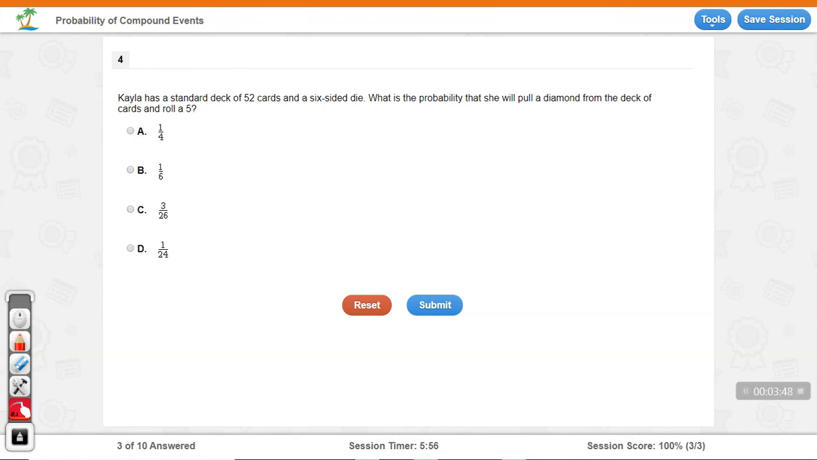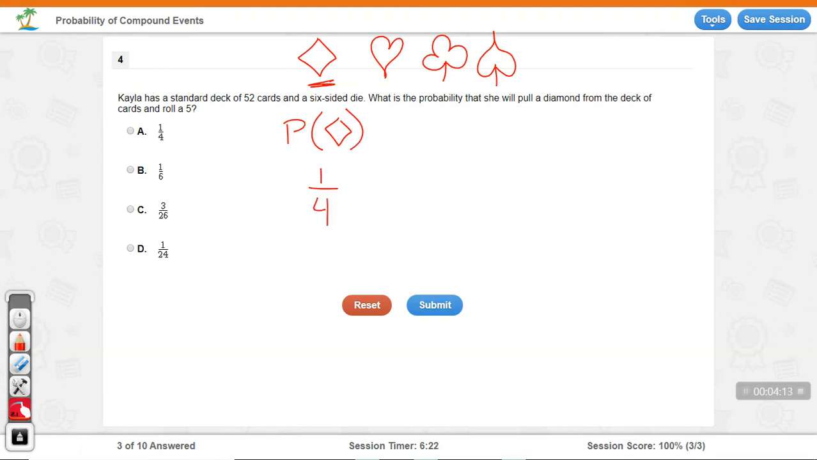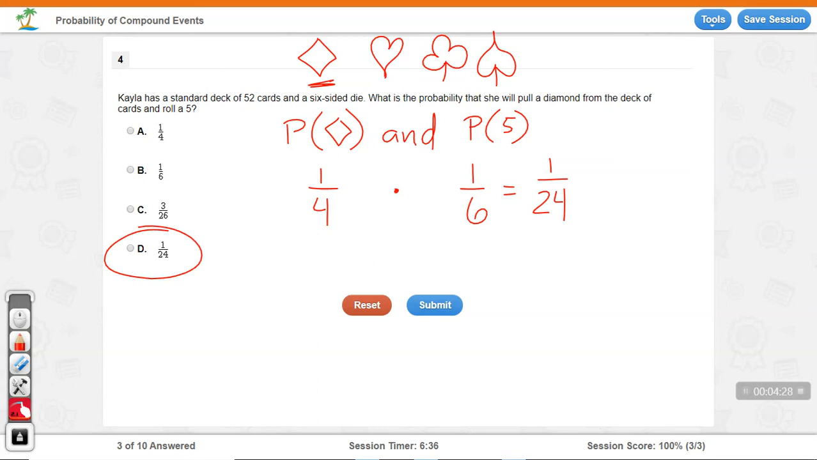Kayla has a standard deck of 52 cards and a 6-sided die. What is the probability that she will pull a diamond from the deck of cards and roll a 5? Well, again, just to give you a refresher, that diamond is 1 out of the 4 suits of hearts, clubs, diamonds, and spades. So it is 1 out of the 4 possibilities. So the probability of a diamond is 1/4, and "and" is telling me to multiply. Rolling a 5, probability of 5 is 1 out of 6 options. If we multiply those two together, we get 1 out of 24 as our probability.